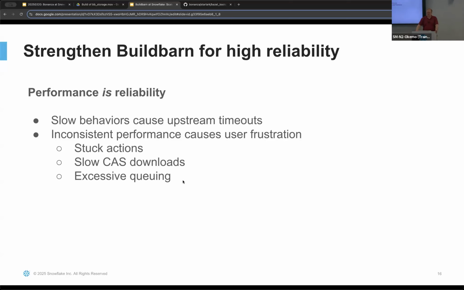High reliability is super critical, obviously. These things are in the critical path for our developers. Performance is reliability. If it's slow or unpredictable, that leads to bad user experiences, and from their perspective, it's unreliable. But it can also lead to upstream failures that are hard failures, such as CI timeouts. Stuck actions that aren't completing like you would expect, slow cache downloads because of hot keys like he just talked about, excessive queuing because of no autoscale or poor autoscaling, and all of that kind of stuff is something you have to consider as a reliability metric.